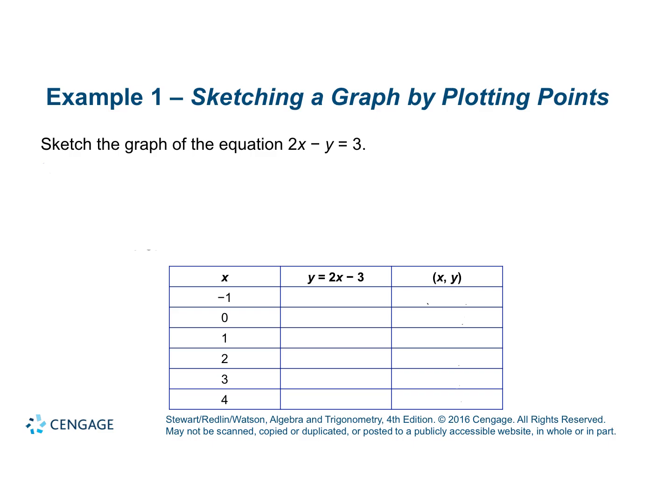We're going over 1.2, graphs of equations in two variables, circles. So let's start with example 1, which is sketching a graph by plotting the points. Sketch a graph of the equation 2x minus y equals 3.